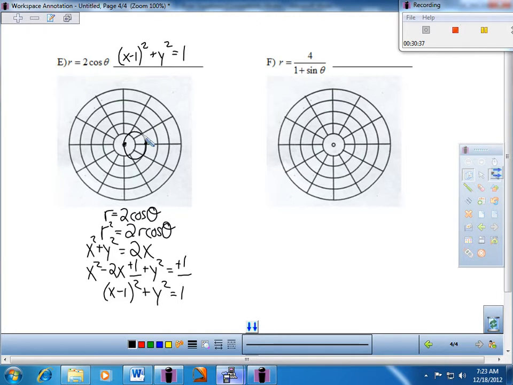Excellent. All right, everyone, just one more, and then we'll wrap this on up here. This is a tough one. Let's see if we can make it work here. So I have r equals 4 times 1 plus sine of theta.